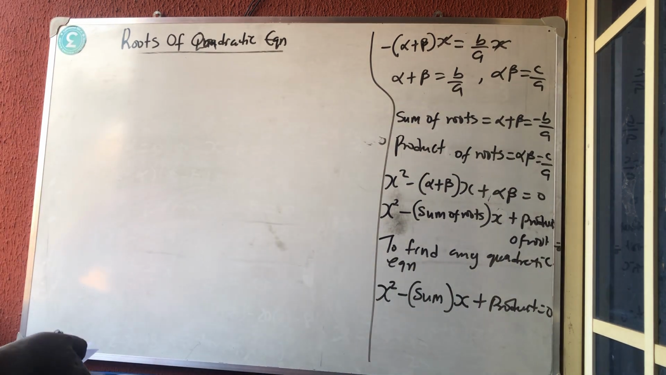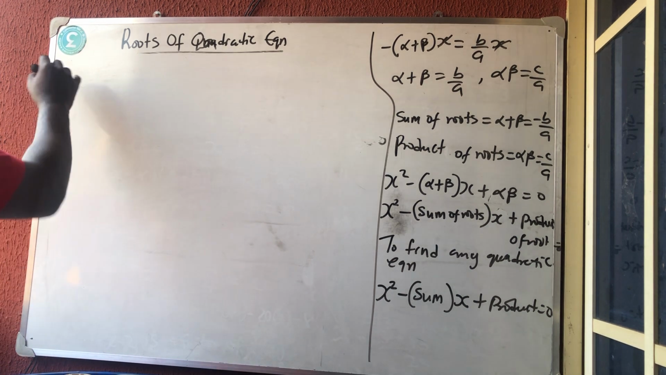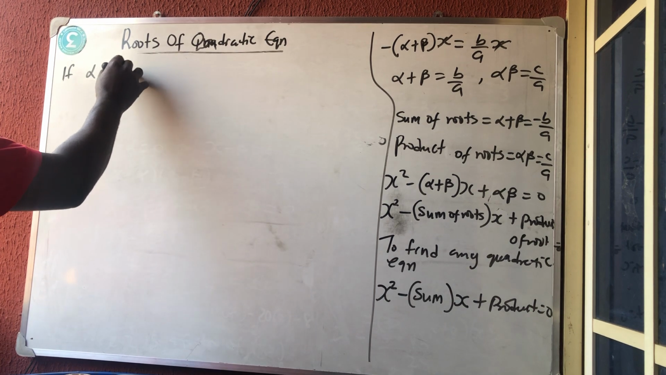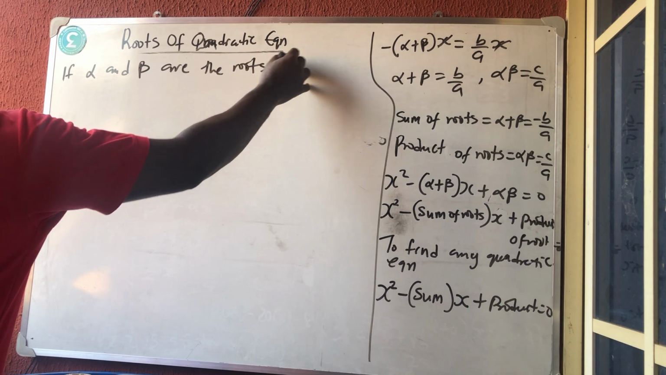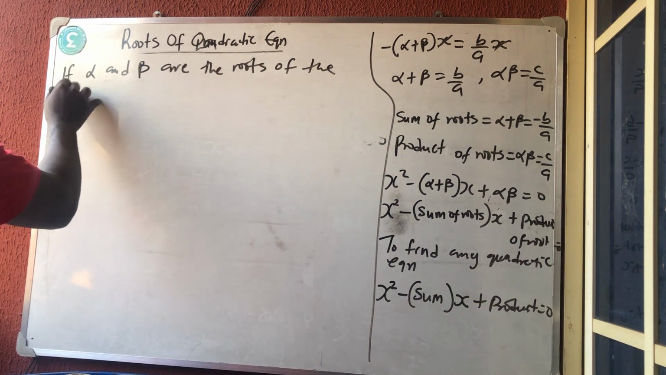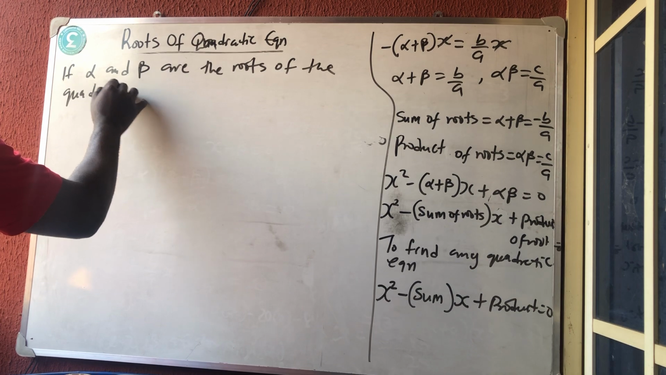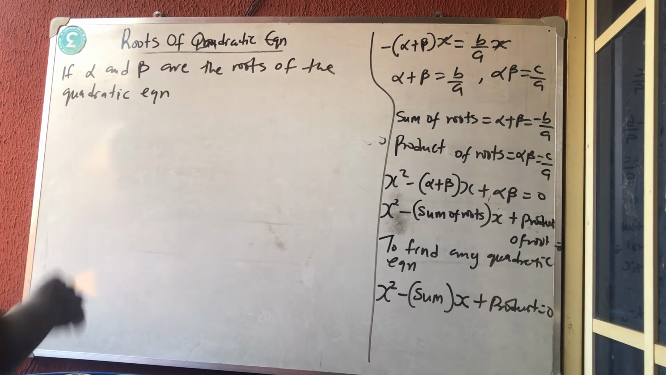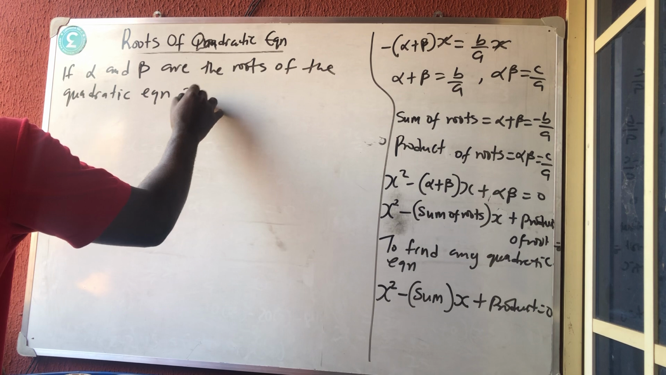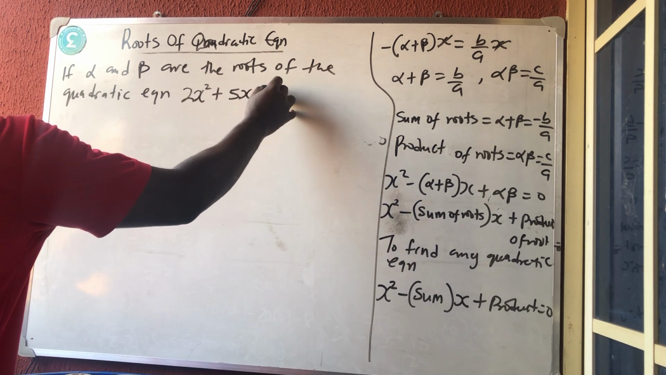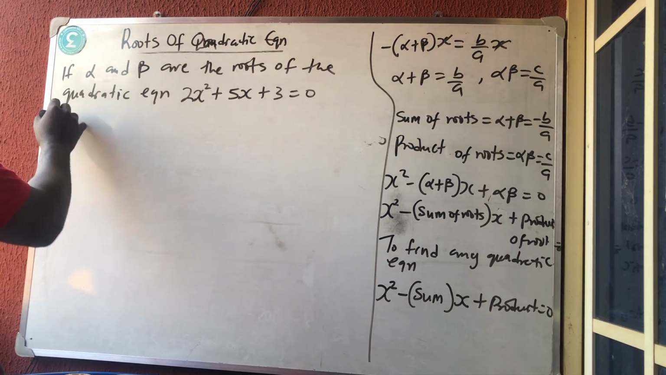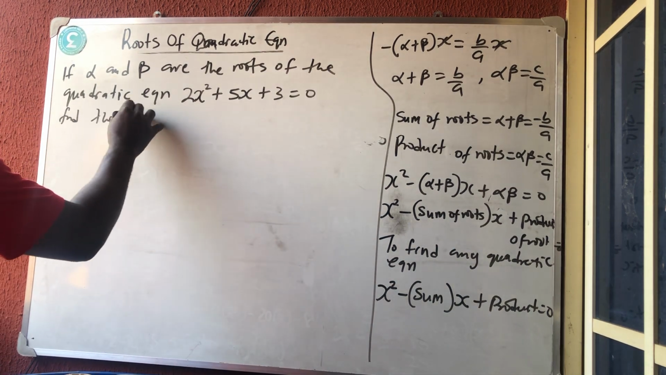Okay, let me give a question. The question says, if alpha and beta are the roots of the quadratic equation 2x squared plus 5x plus 3 equals 0, then find the following.